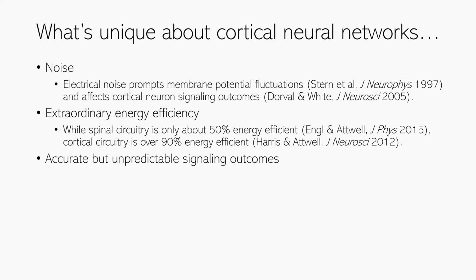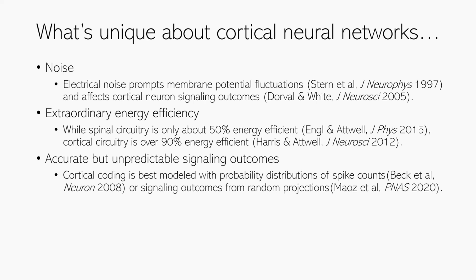Next, cortical neurons have accurate but unpredictable signaling outcomes. Cortical coding is best modeled with probability distributions of spike counts or signaling outcomes from random projections. Again, this is not true with spinal circuitry or peripheral sensory neurons. These cells have deterministic outcomes, which are easily predicted by either summing upstream inputs or identifying a suprathreshold stimulus in the receptive field.